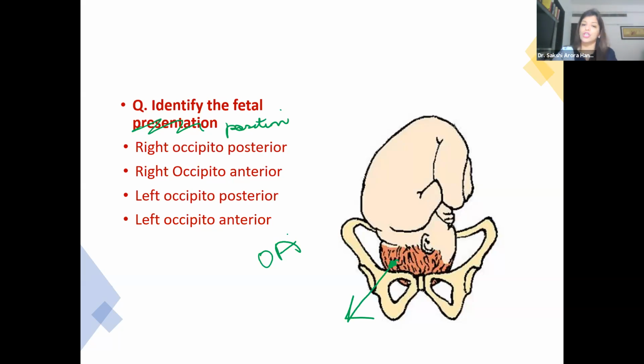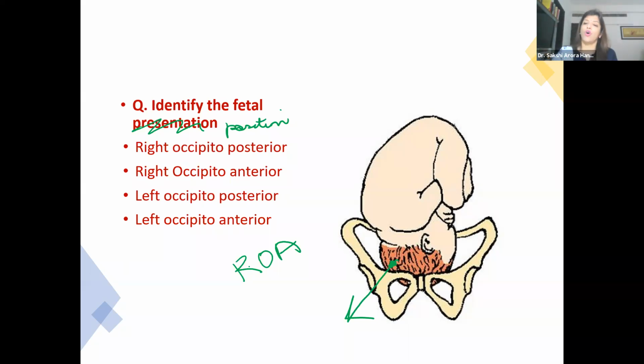So in this image, it is your left side, so it is mother's right side. So this is right occipito-anterior position. Always first identify where the occiput is, whether it is anterior or posterior. In this case, occiput is anterior.